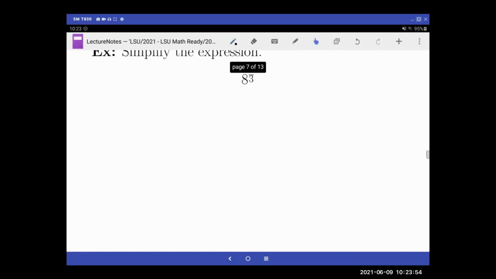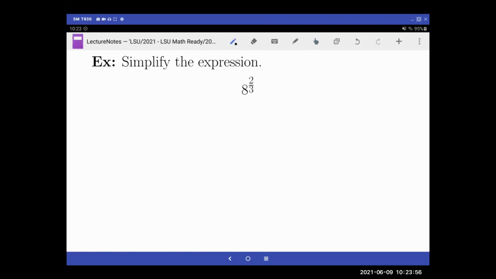All right, so here's a problem. 8 to the 2/3 power. Okay, so we can write that a few different ways. We could say that that is the cube root of 8 squared. We also could write this as the cube root of 8, squared. And really, it depends on what allows you to simplify it easier. Okay, there's different ways to simplify this, and you'll get the same answer either way.